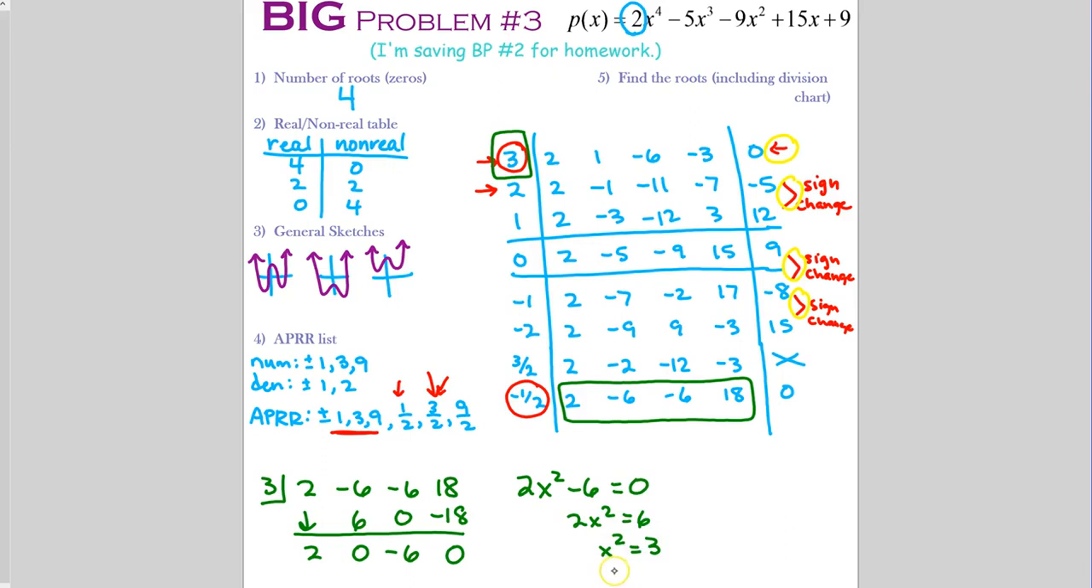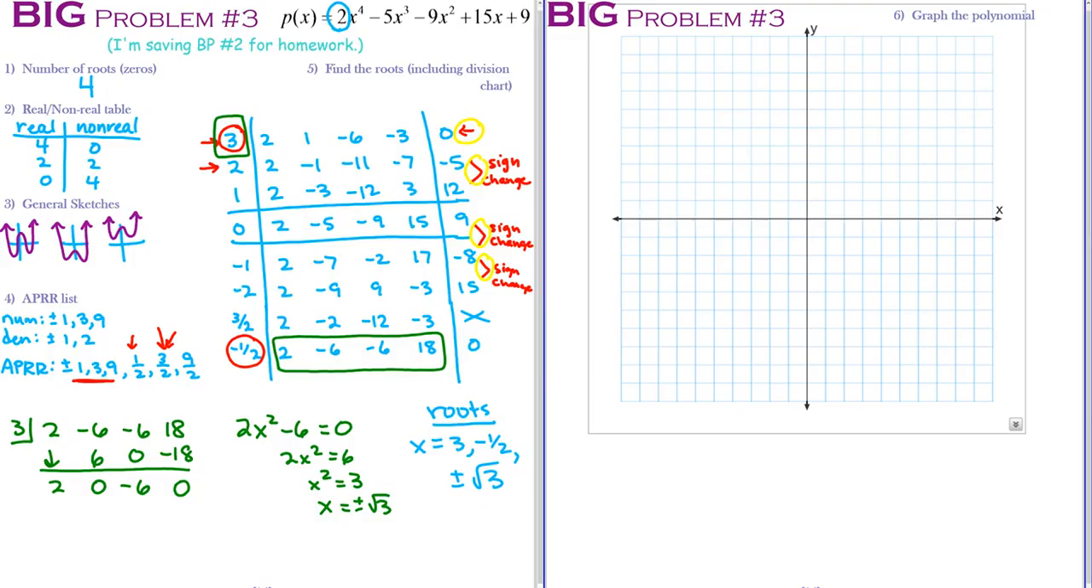Oh, same thing as the last problem. That's probably a bad thing that I didn't plan that better. Plus or minus square root 3 again. So here we have our roots. X equals 3, -1/2, and plus or minus square root 3. And then to finish the problem, we're going to graph.